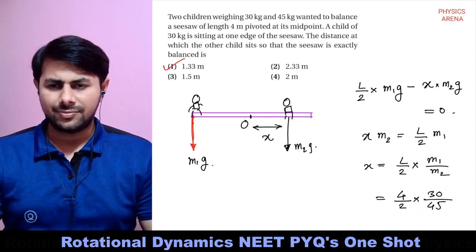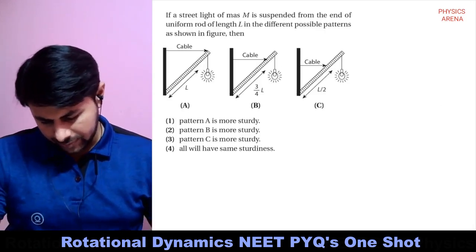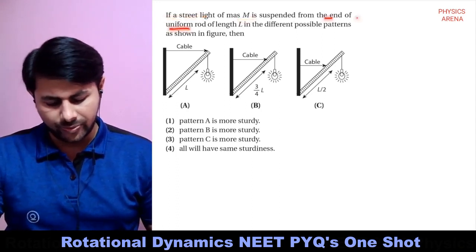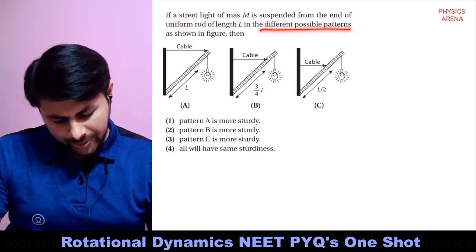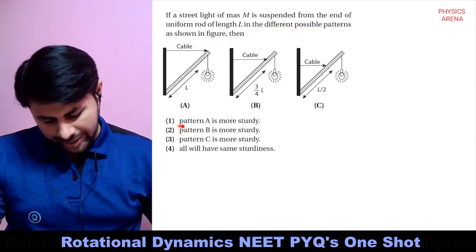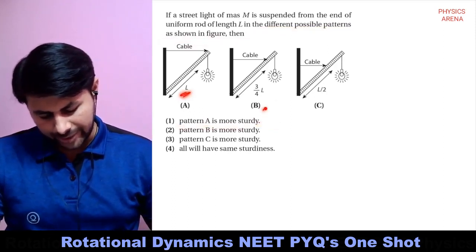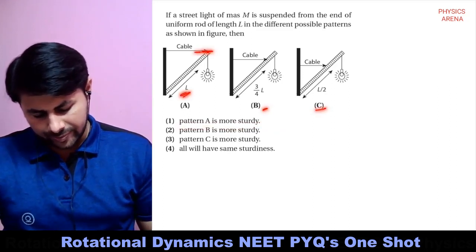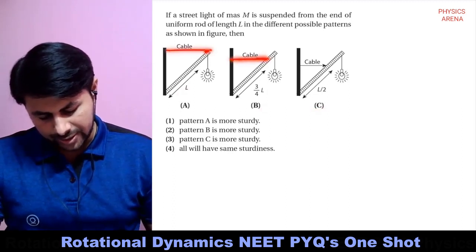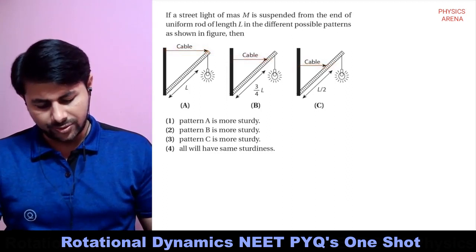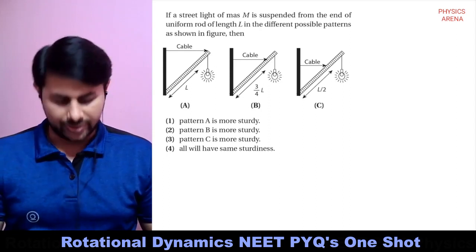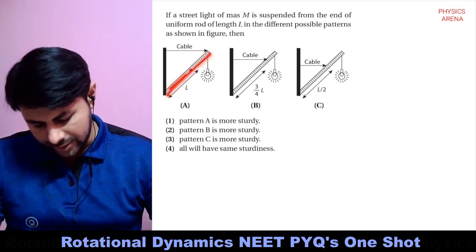Okay, is it clear? Let's see one more question. If a street light of mass m is suspended from the end of a uniform rod of length L in different possible patterns as shown in the figure. Now, pattern A is more sturdy. This is pattern A, pattern B, pattern C. So the cable is connected to this point. In pattern B, the cable is connected to this point. In pattern C, it is connected to this point. So the point at which it is suspended from the cable is different. Okay, so this total distance is L.